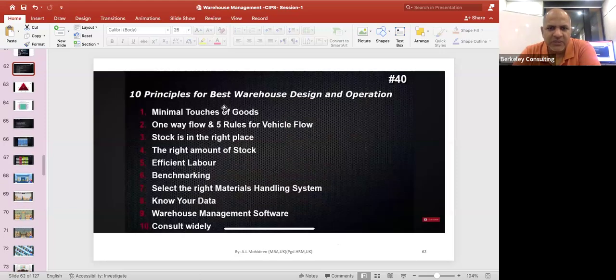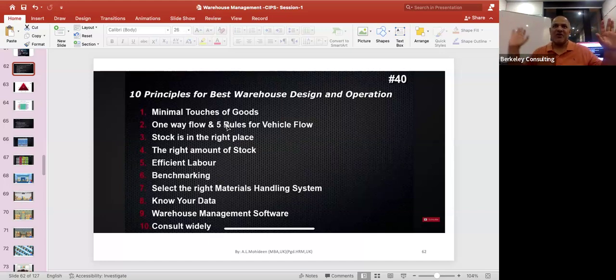So these are the principles. 10 principles when you're designing the warehouse. Minimum touch of the goods, one-way flow. So one way, it cannot be two way. So if things are coming, it should be one way. That's why two gates are there. No? One side receiving, one side dispatching. Okay, so one-way flow, and also stock in the right place. You have to keep the right amount of stock, not too much or too less.